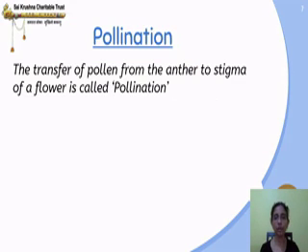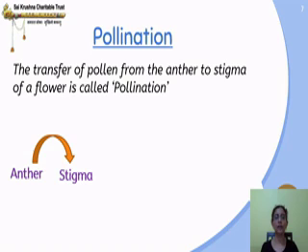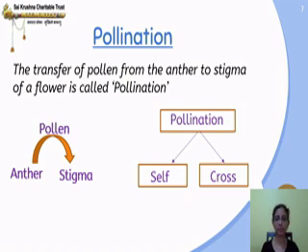The next important concept that we are seeing is called pollination. What is pollination? It's the transfer of pollens from the anther to the stigma of a flower. There is the anther, you have the stigma, and what do you transfer? Yes, it's the pollens that get transferred. It's of two types. It's self-pollination and cross-pollination. What does it mean?